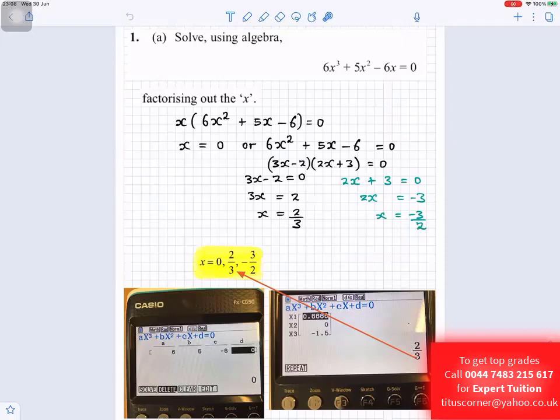And you can do it with a calculator, where you would put 6 for A, 5 for B, minus 6 for C, and for the last term D, you put 0 because it doesn't exist, and it will give you the three answers, 1, 2, 3.